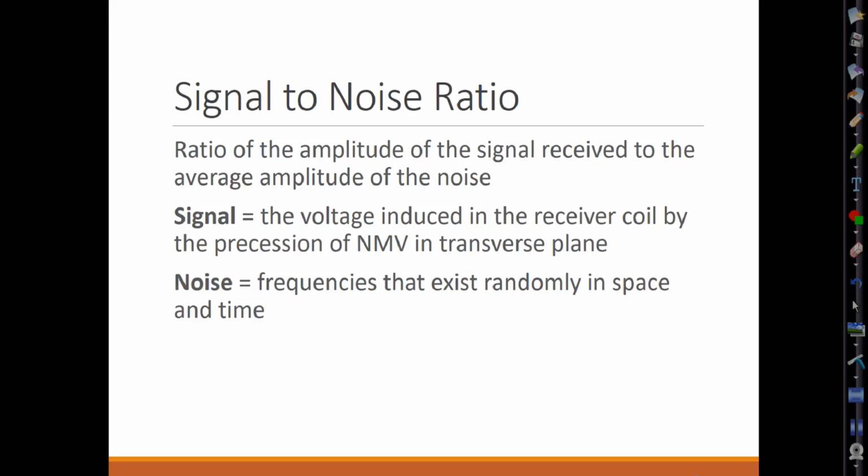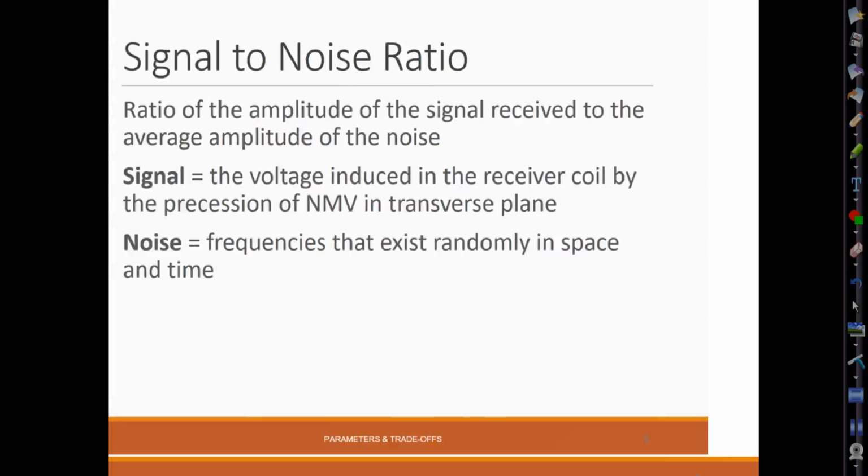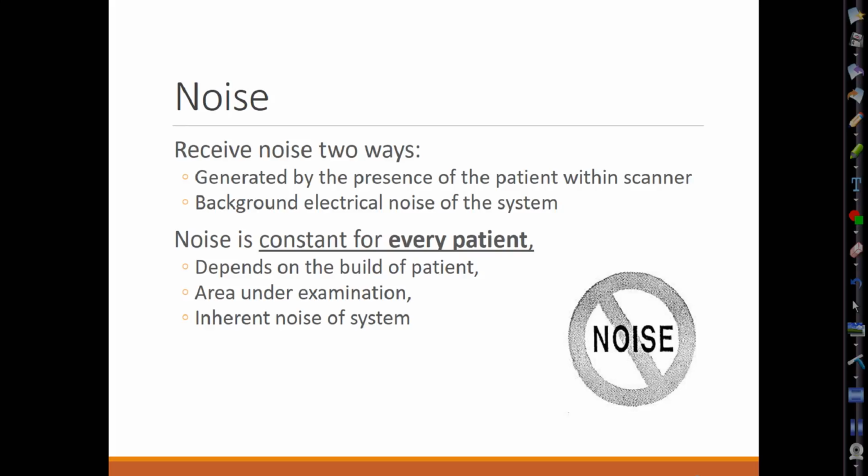The one thing we really haven't talked about is noise. And noise is really just the frequencies that exist randomly in space and time. These are things we cannot control. So noise, since this is the newer concept, we receive noise in two ways. It's generated by the presence of the patient within the scanner and by background electrical noise of the system. So remember, we do a lot of things to try to eliminate noise, but sometimes we can't eliminate it completely.